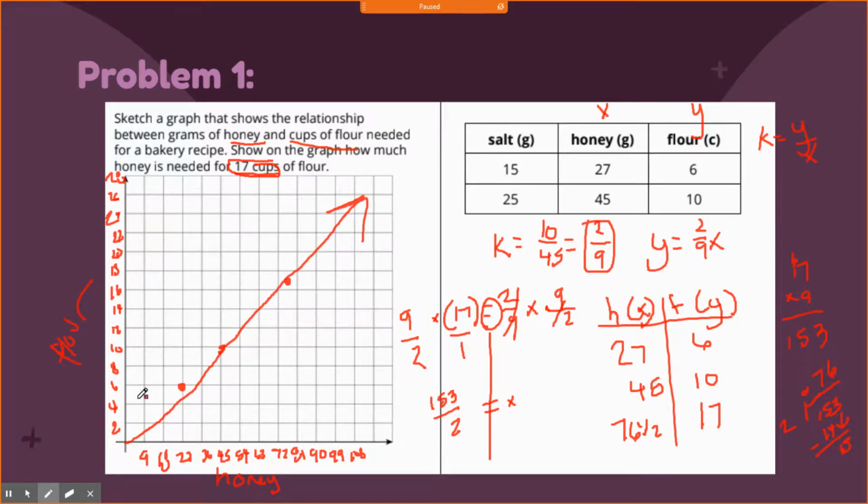I now can draw my line. Hopefully your line's a little straighter than mine. Mine was not very straight. And there's your line on the graph. All right, if you need to pause this, please do so. We're going to go on to problem number 2.